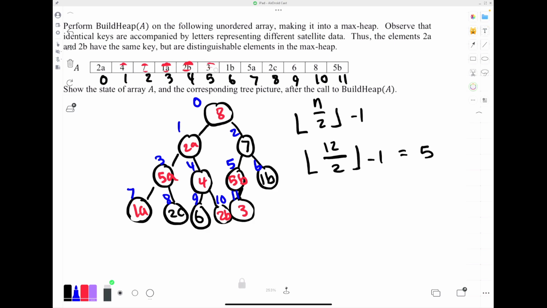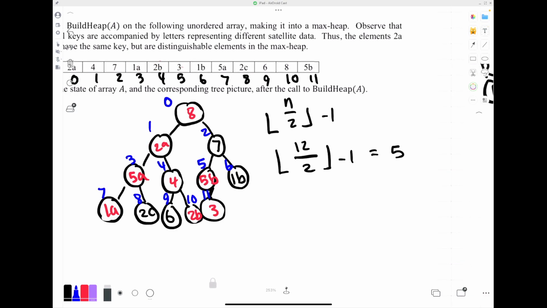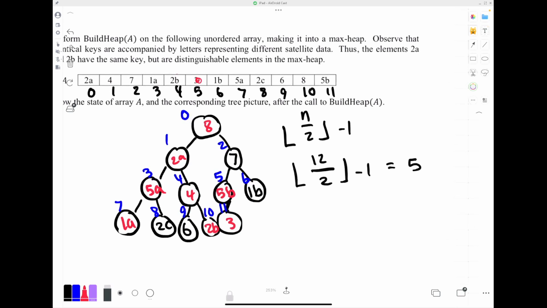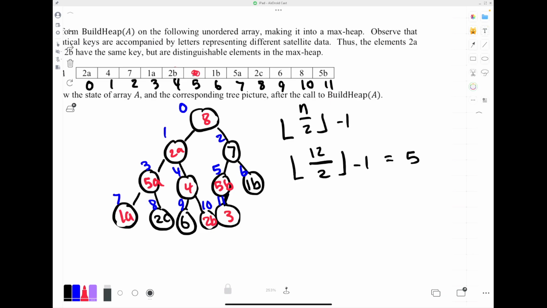So I'm going to erase this. And we go back to index 5. Is 5b greater than 3? Because we're looking at index 5 again. It is, so we don't have to do anything. We can go to index 4. Is 4 greater than 6? And is 4 greater than 2b? It is not. Because 6 is greater than 4, we're going to swap them. So 4 goes here and 6 goes here.